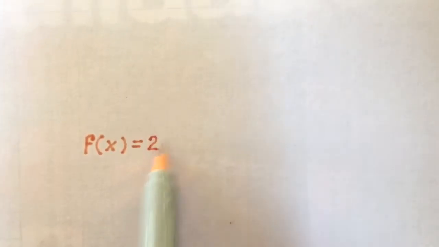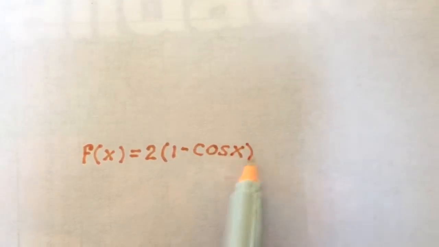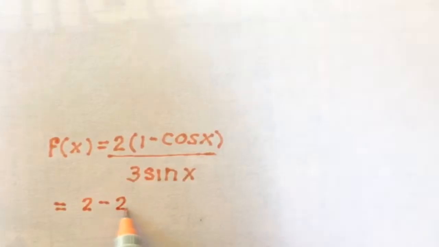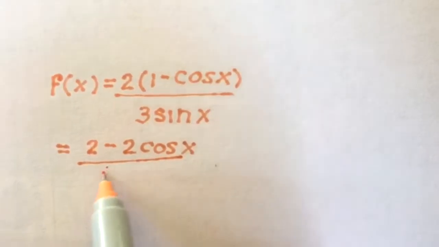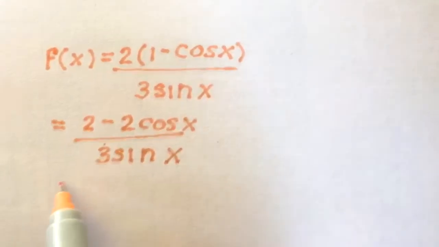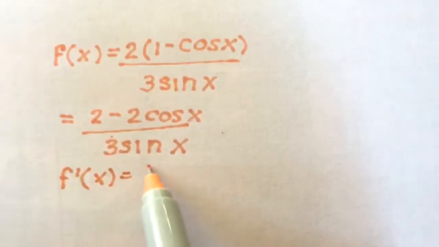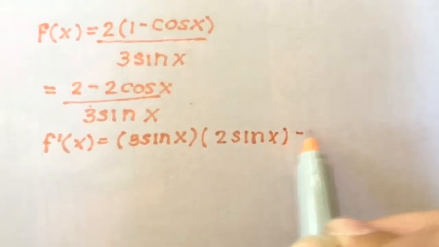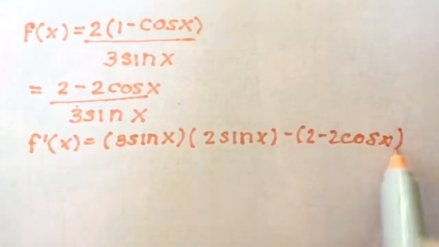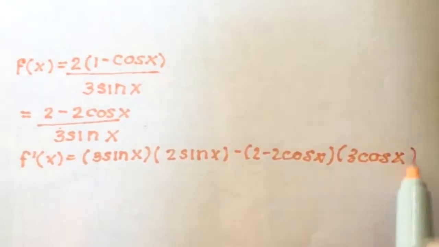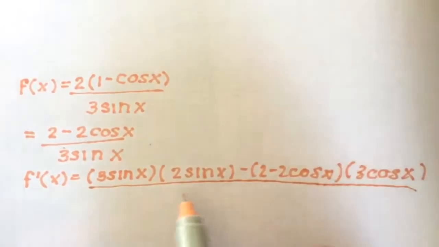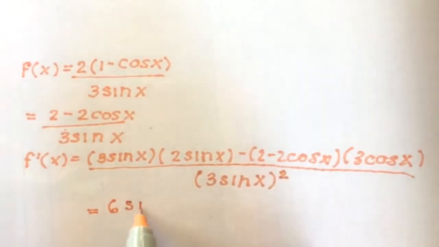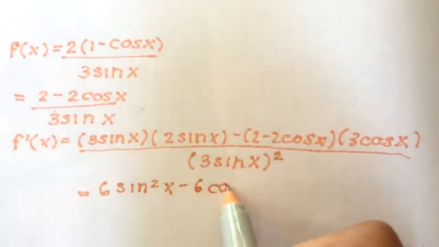Our next problem is f of x equals 2 times (1 minus cosine x), everything over 3 sine x. Afterwards, you have to distribute the 2 to 1 minus cosine x. To derive the function, you have to use the trig chart and quotient rule, which is low d high minus high d low, everything over low low. And afterwards, you have to simplify everything unless it's free response.